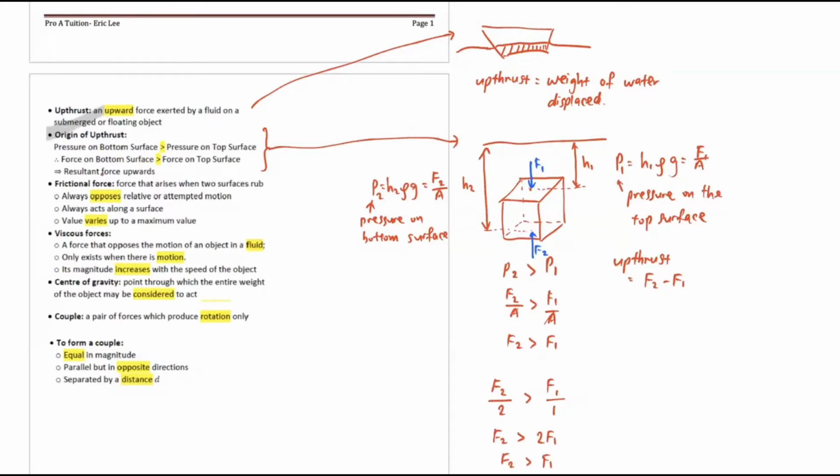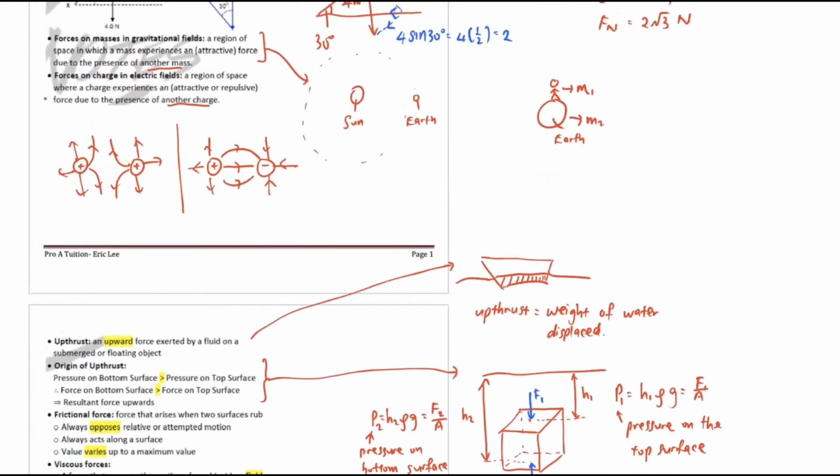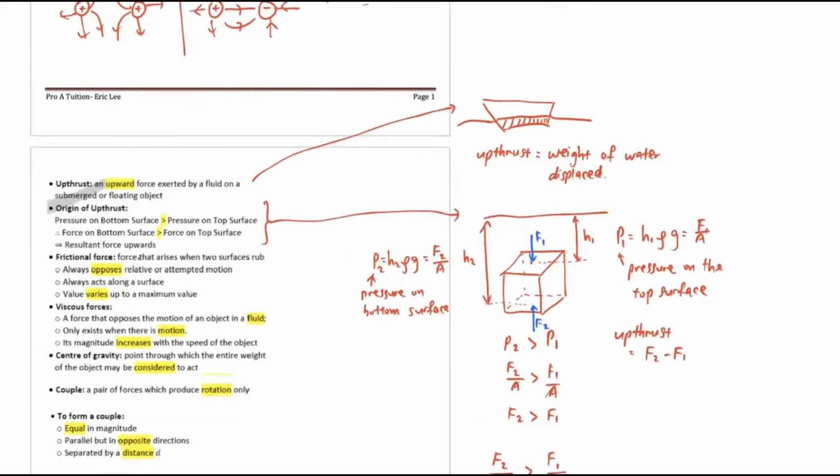Now we look at the next type of force. So we already have 3 types of forces. Now the fourth one, frictional force. Force that arises when 2 surfaces rub. I mean they are in contact. So always opposes relative or attempted motion. Okay, and then always acts along a surface. Value varies up to a maximum value.